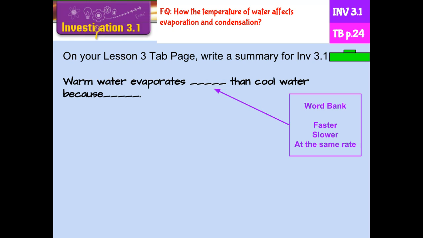So we want to write using our little sentence frame here. Warm water evaporates blank, then cooler water because blank. We want to use the word faster, slower, or at the same rate to fill that in.